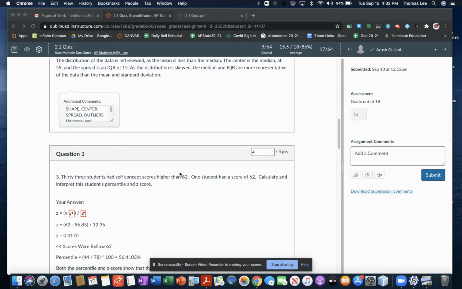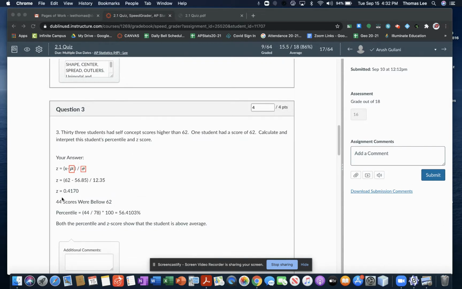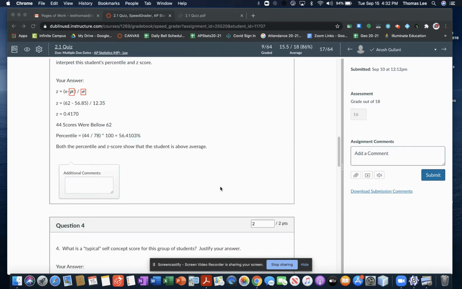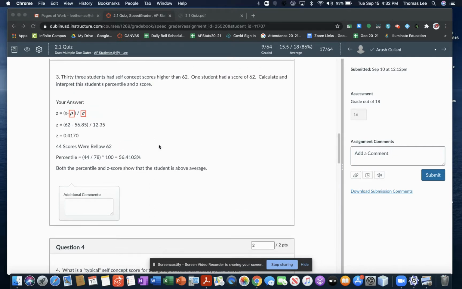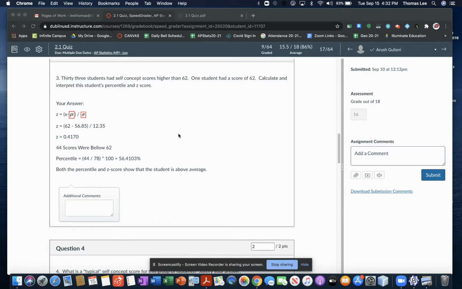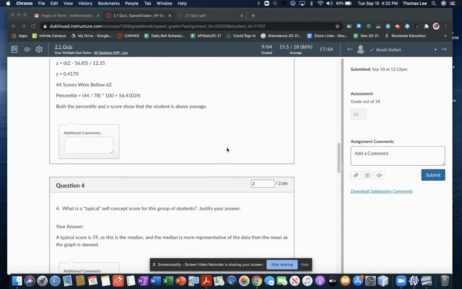Sorry, 44 observations below. I don't know what I just said there. But 44 scores were below 62. Now, if you put 45 because you included the 62, I actually gave you credit because, like I may have mentioned in class, College Board is kind of shifting towards less than or equal to for their definition of percentile. I don't like that shift, but if you guys did that, I give you full credit as well.